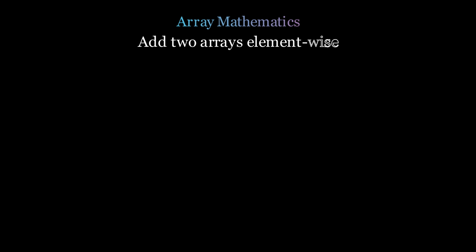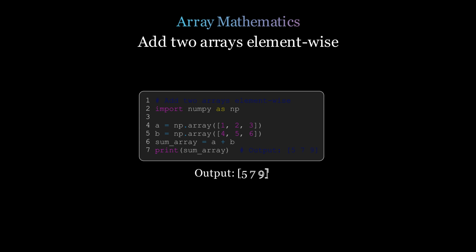Finally, element-wise addition. NumPy arrays support direct mathematical operations. Adding two arrays with the plus operator performs element-wise addition. 1, 2, 3, plus 4, 5, 6, gives 5, 7, 9. This broadcasting capability makes NumPy code concise and readable compared to explicit loops.